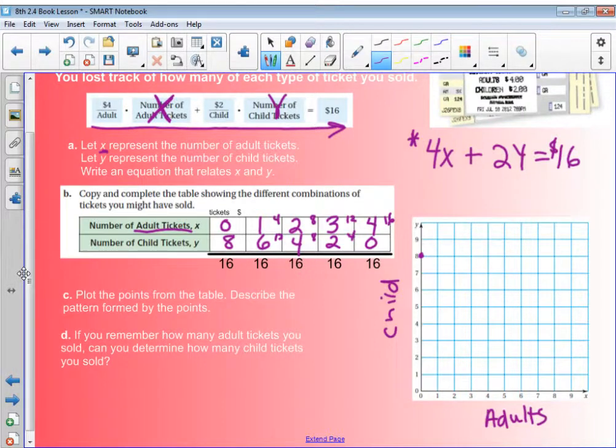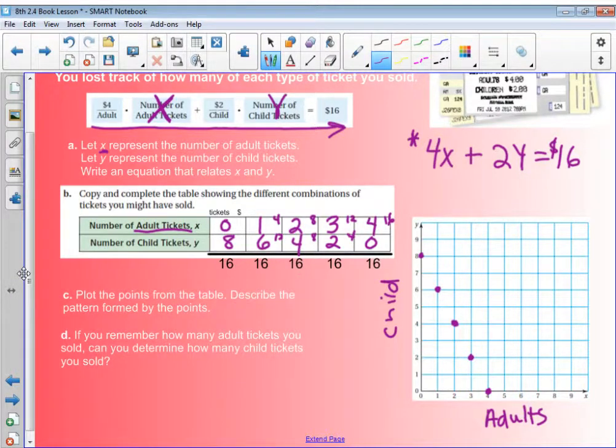Our second scenario, we go over to 1, buy 1 adult ticket, but then we could buy 6 child tickets, so up to 6. Our third scenario, we could buy 2 adult tickets, and that would let us buy 4 child tickets. And then the next scenario is we could buy 3 adult tickets, but then we could only buy 2 child tickets, so over to 3, up to 2. And our last scenario is we could buy 4 adult tickets and stay at 0 for the child tickets. So there's our graph of our line of the different scenarios in which we could buy our tickets.